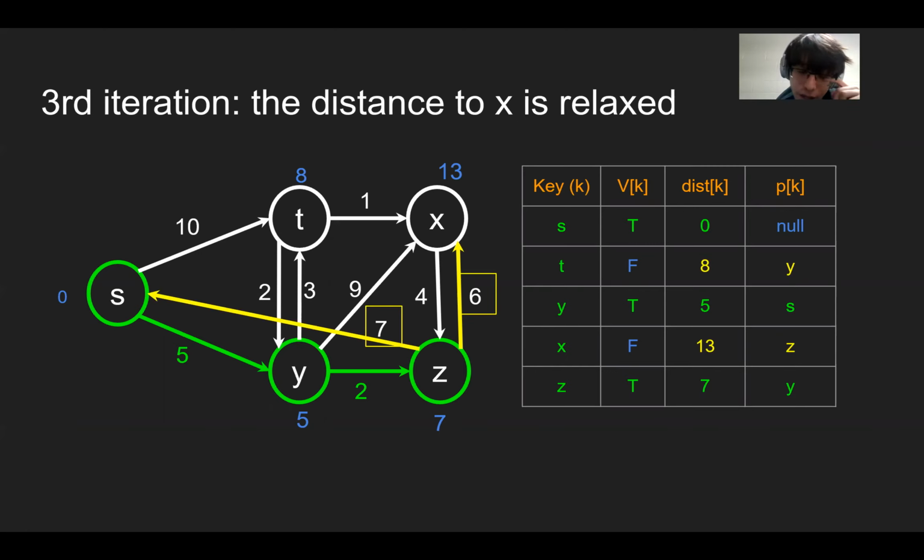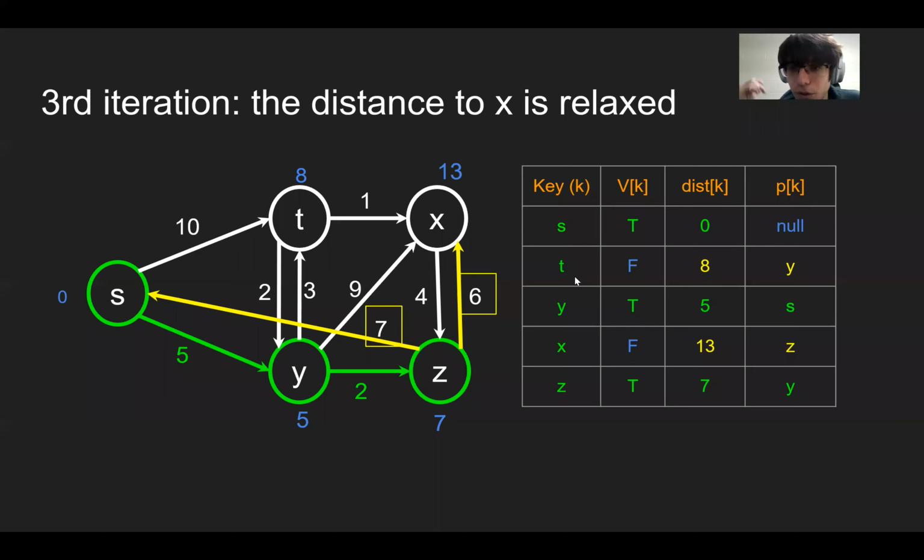Yeah, since X is relaxed. And as we see in the description here, we don't need to relax the edge to S because that edge cannot be part of any of the shortest paths. So we relax the edge to X, and we notice it actually decreases the distance so far. It decreases 13, so now its predecessor is Z. But we don't have any effect on this one because there's no edge from Z.